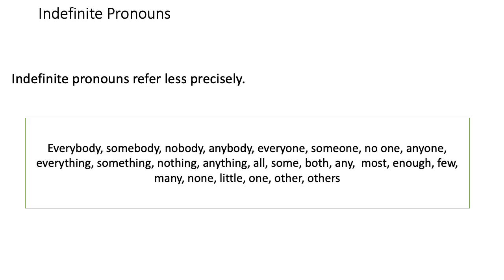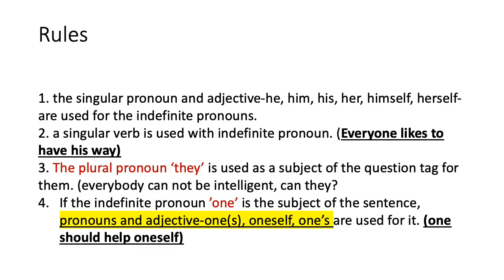Indefinite pronouns. Indefinite pronouns refer less precisely. There is a long list of pronouns in this category. Everybody, somebody, nobody, anybody, everyone, someone, no one, anyone, everything, something, nothing, anything, all, some, both, any, most, enough, few, many, none, little, one, other, and others. Now let's discuss rules.